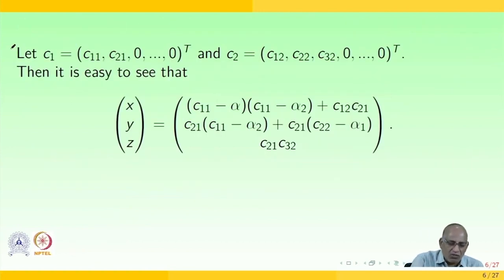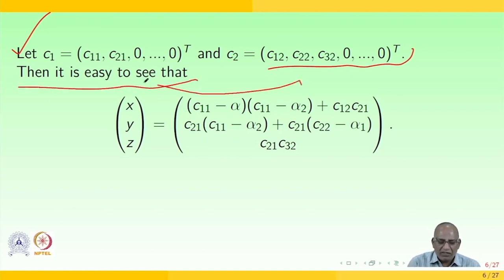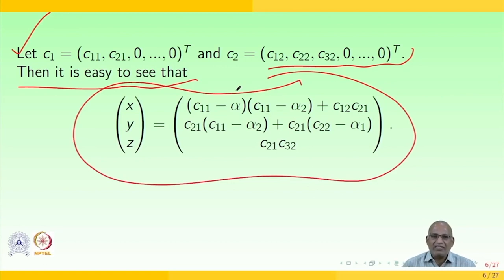Let C1 be equal to (C11, C21, 0, 0) transpose and C2 equal to (C12, C22, C32, 0, 0, ...) transpose. Then it is easy to see that x, y, z can be written as: x equals (C11 minus alpha 1)(C11 minus alpha 2) plus C12 times C21, and y equals C21 (C11 minus alpha 2) plus C21 times (C22 minus alpha 1), and so on and so forth. Then lastly, z equals C21 times C32.